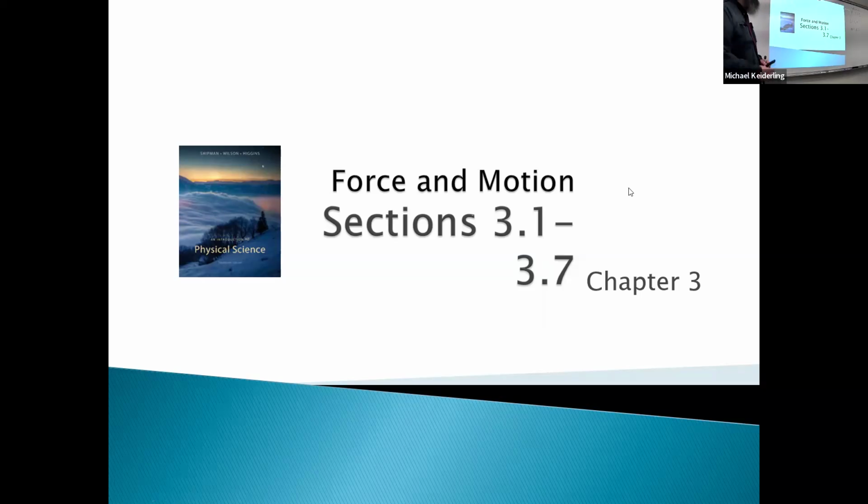Okay. So we spent chapter 2 basically describing what happens with motion. But we didn't talk about what causes motion. What causes motion is force. That's what we're going to cover here in chapter 3.